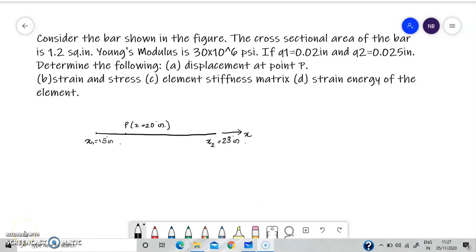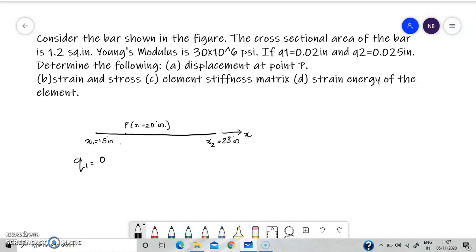Let's take another example of a two-noded bar element. We've been given that the cross-sectional area is 1.2 inch square and the Young's modulus, and the displacements at nodes 1 and 2 are given. We are asked to find out the displacement at point P, the stress and strain, the element stiffness matrix, and the strain energy of the element.